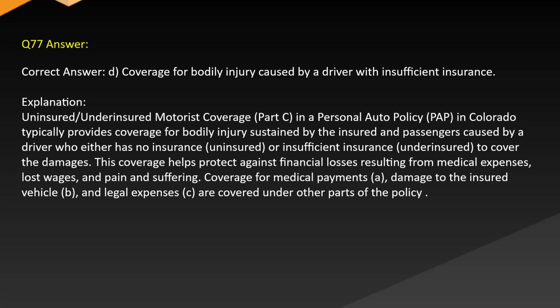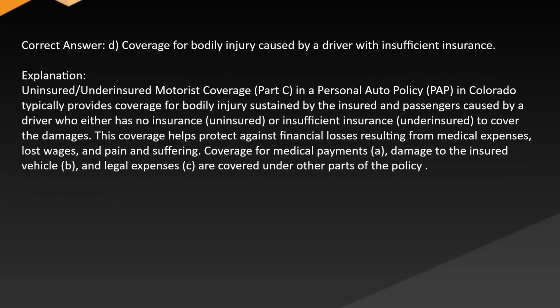Explanation: uninsured underinsured motorist coverage, Part C, in a personal auto policy PAP in Colorado typically provides coverage for bodily injury sustained by the insured and passengers caused by a driver who either has no insurance, uninsured, or insufficient insurance, underinsured, to cover the damages. This coverage helps protect against financial losses resulting from medical expenses, lost wages, and pain and suffering. Coverage for medical payments, A, damage to the insured vehicle, B, and legal expenses, C, are covered under other parts of the policy.